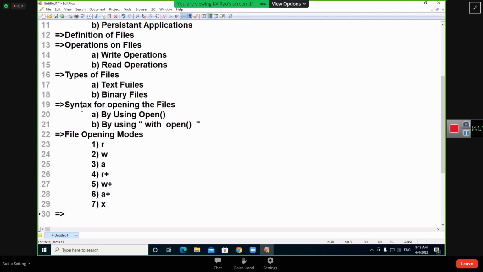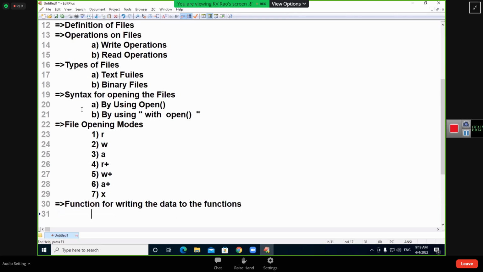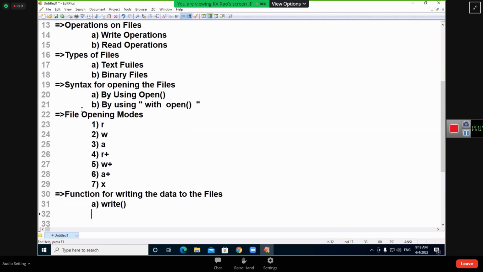Next we will talk about functions for writing the data to the files. Option A, the write function. Second one is the writelines.